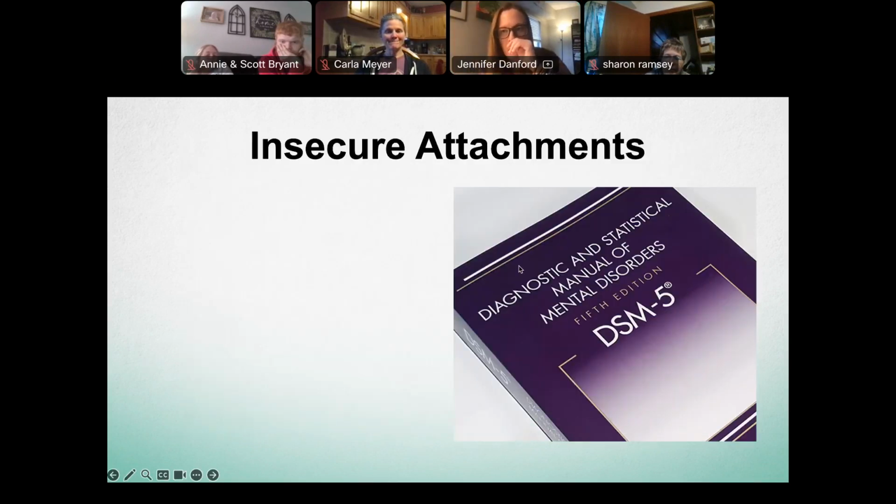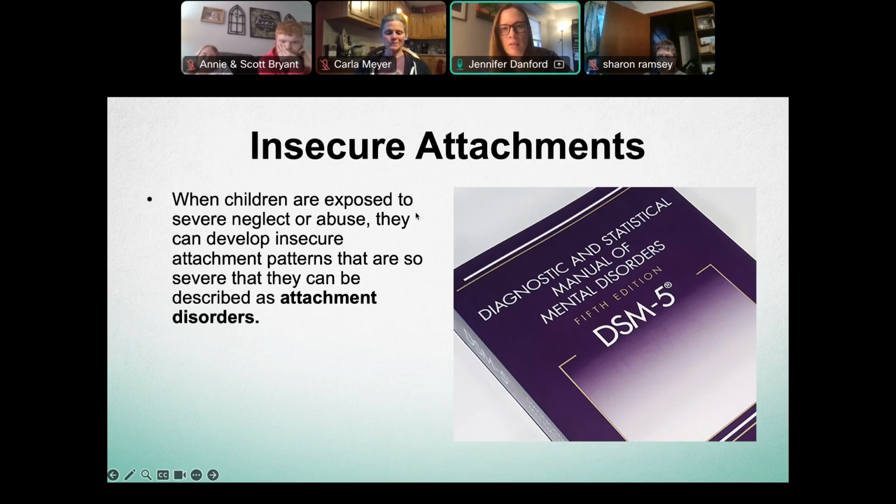I'll talk briefly about TBRI later. But when we have these insecure attachments, especially when they're kids who've been exposed to trauma, neglect, or abuse, sometimes these attachments can be so significant that they do turn into attachment disorders. So not every insecure attachment is an attachment disorder.